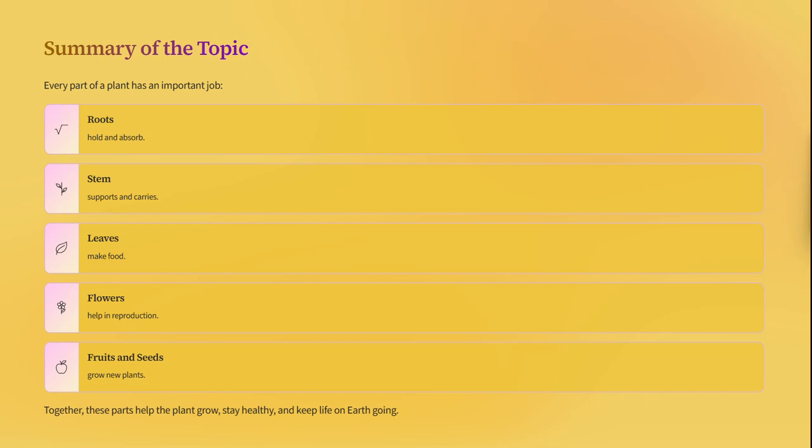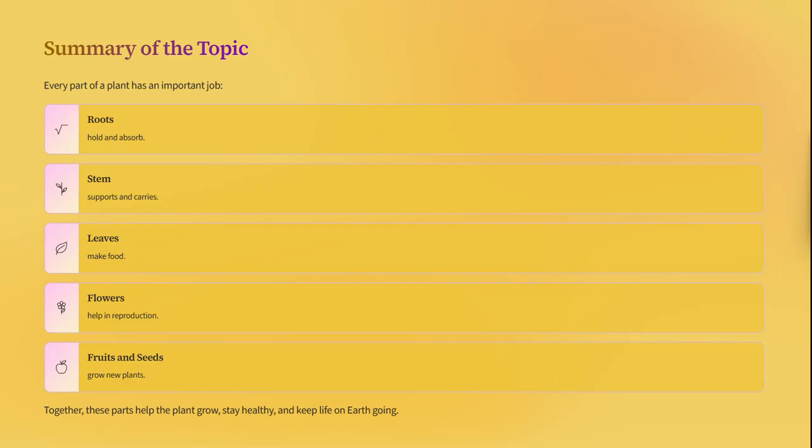Take your science notebook and draw the plant. Label all its parts: roots, stem, leaves, flowers, and fruits. Then next to each part, write one sentence about what that part does. For example, roots absorb water and minerals. Leaves make food. Flowers help make seeds. This will help you remember everything we learned today.